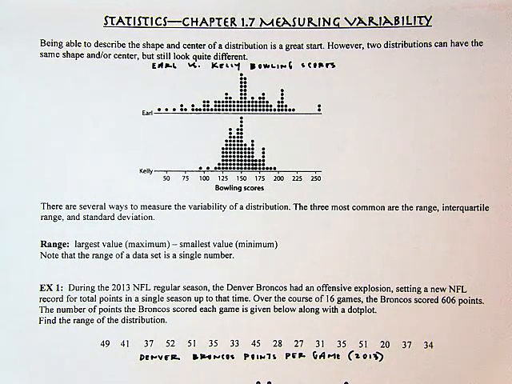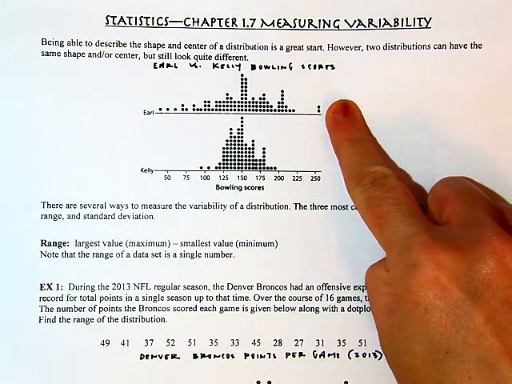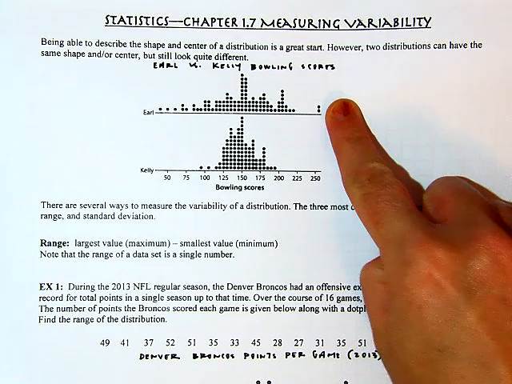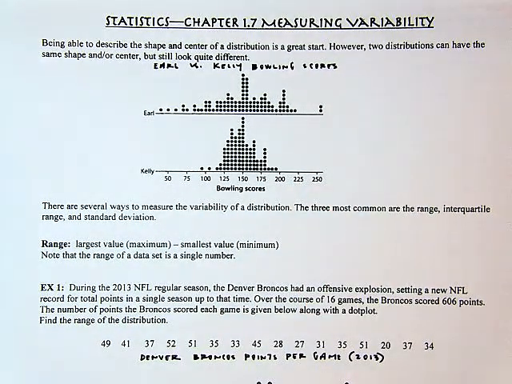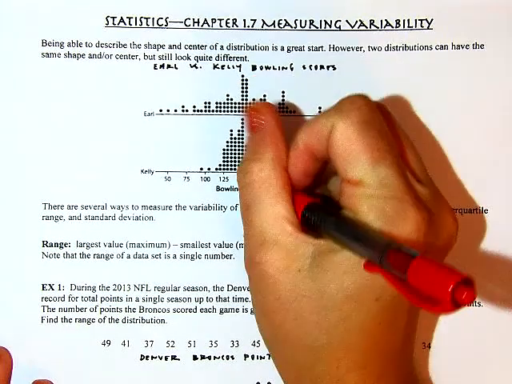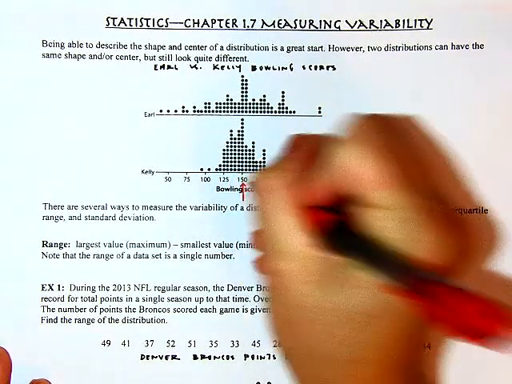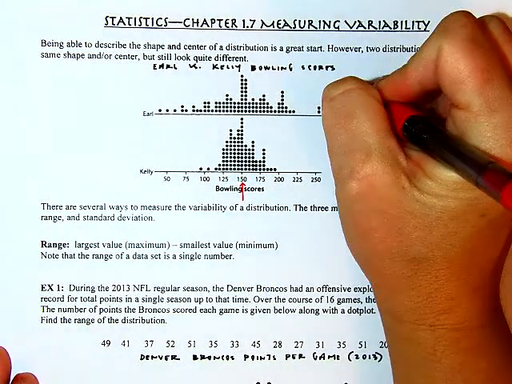Case in point is this example right here. We're looking at bowling scores, comparing Earl to Kelly. When we describe their shapes, we would say both of these distributions are unimodal. They're both roughly symmetric. And if I was to place the center for both of them, I would put it right about here at 150. So let me write that to the side.